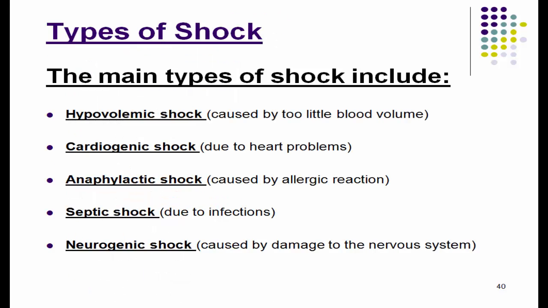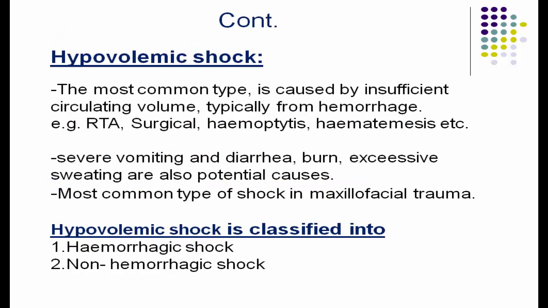Now the types of shock. The main types of shock include hypovolemic shock caused by too little blood volume, cardiogenic shock due to heart problems, anaphylactic shock caused by allergic reaction, septic shock due to infections, and neurogenic shock caused by damage to the nervous system. Now, the hypovolemic shock.